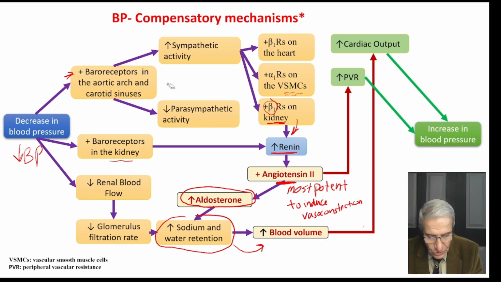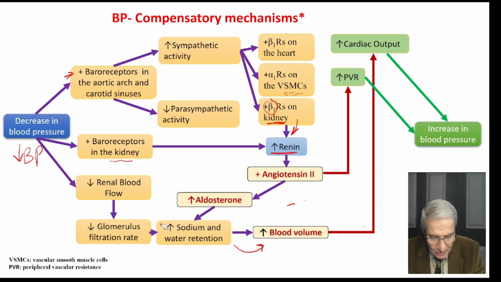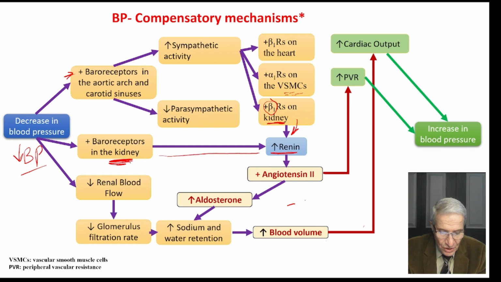Okay, so we discussed the sympathetic system. Now we are moving to the overlap mechanism in the kidneys. When the blood pressure decreases, two things will be activated at the kidney level. Number one, baroreceptors in the kidney will be activated, and this will lead to the release of renin. Decreased blood pressure means decreased blood flow to the kidneys. This will lead to decreased glomerular filtration rate, and as a compensatory mechanism, we have increased sodium and water retention. This will lead to increased blood volume.